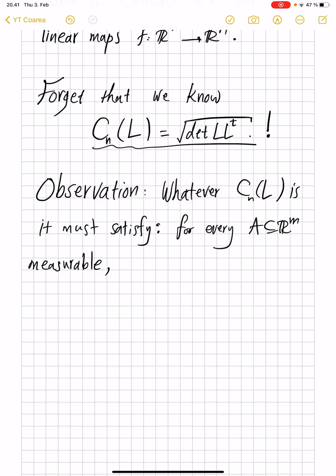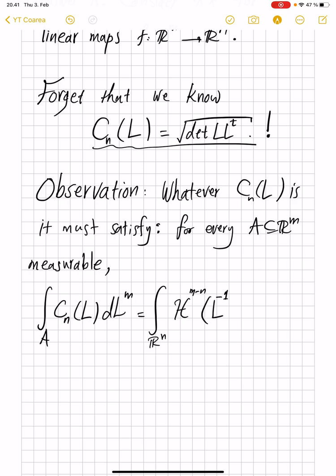So this will be the integral of the Coarea factor C_{n,L} d L^m over A, which must be equal to the integral over R^n of H^{m-n} of the preimage of the function, which will be L inverse of z, intersected with A, d L^n of z.